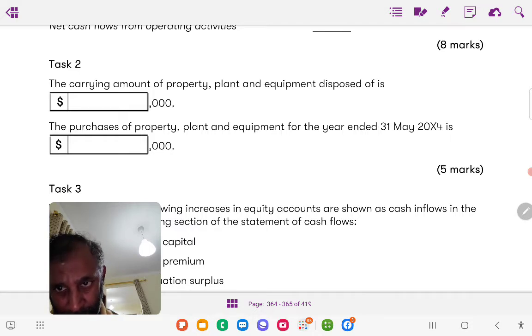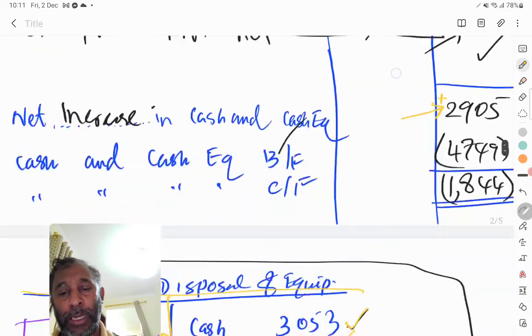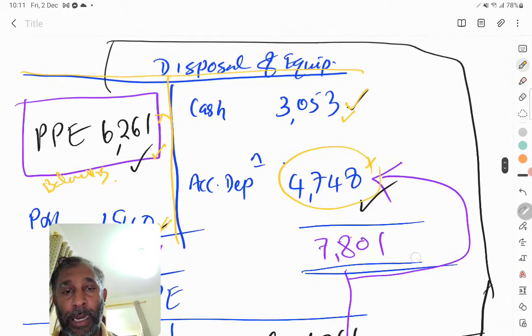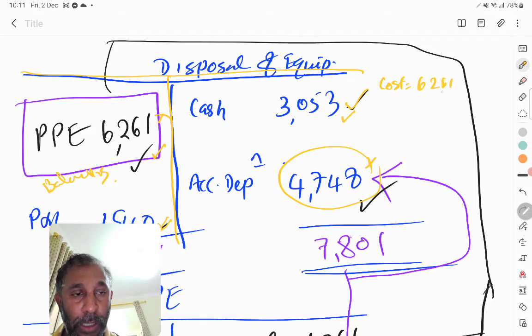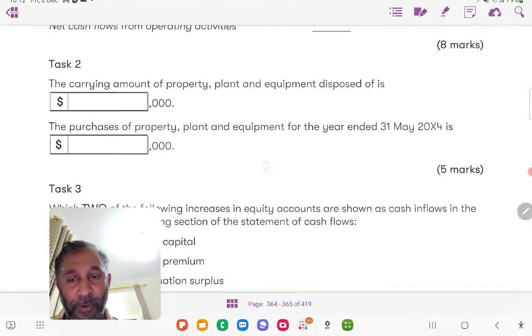Now what is the question they are asking? The carrying amount of property, plant and equipment disposed of. What do you mean by that? You go to the disposal account, and you have the cost 6,261, and the accumulated depreciation 4,748. The difference is the carrying amount of the asset which you have disposed of. So 6,261 minus 4,748 is 1,513. That is the answer for this question.